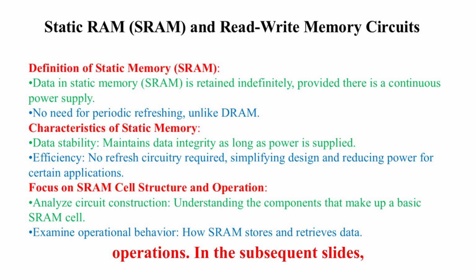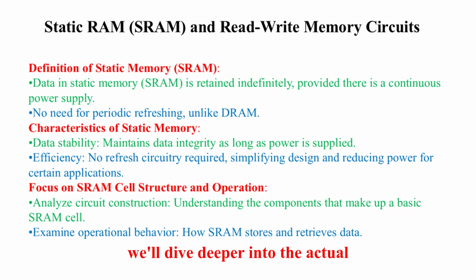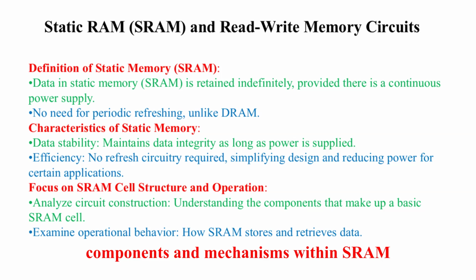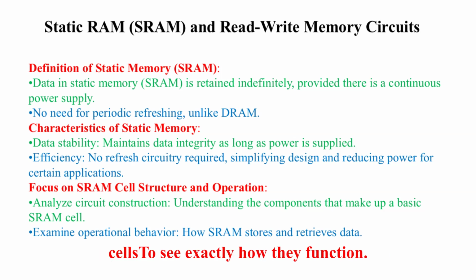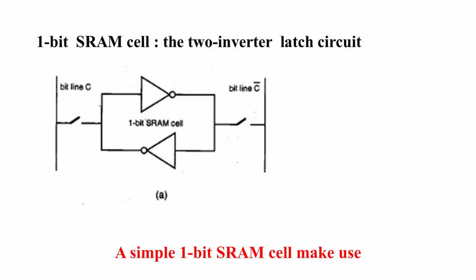In the subsequent slides, we'll dive deeper into the actual components and mechanisms within SRAM cells to see exactly how they function. A simple 1-bit SRAM cell makes use of two cross-coupled inverters as shown in the diagrams here. The various configurations of the SRAM cell, each with its own unique characteristics, are explained as under.